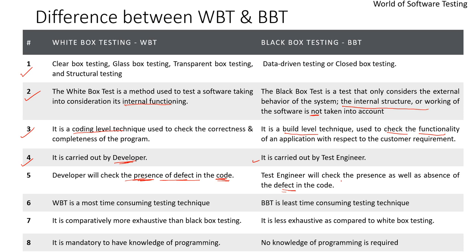But here in case of BBT, there is a black box testing technique. The test engineer will check the presence as well as the absence of the defect in the code. So he will perform the testing with the help of positive as well as negative scenarios. For the positive and negative scenarios, we will again discuss in detail in the upcoming lecture. So just keep in mind, the test engineer will check the presence as well as absence of the defect in the code. That is, he will perform the testing with positive as well as negative scenarios. Okay, so this is the fifth point, that is the fifth difference between the WBT and BBT.